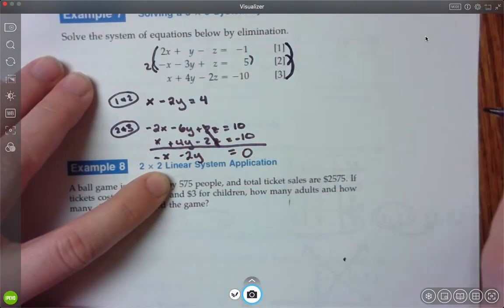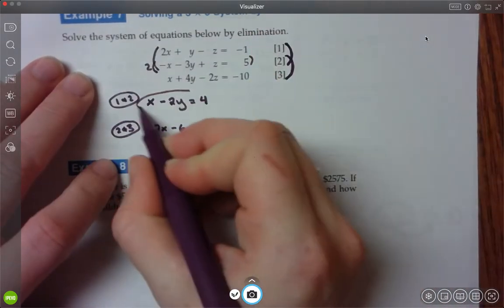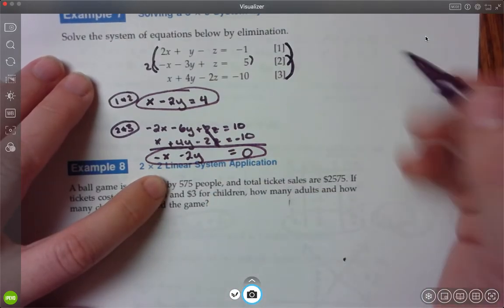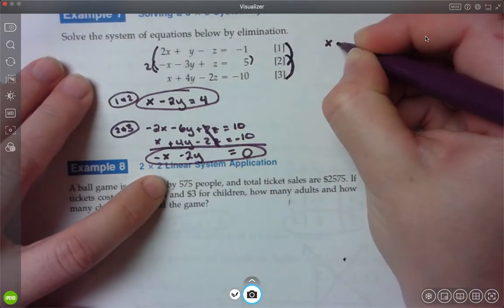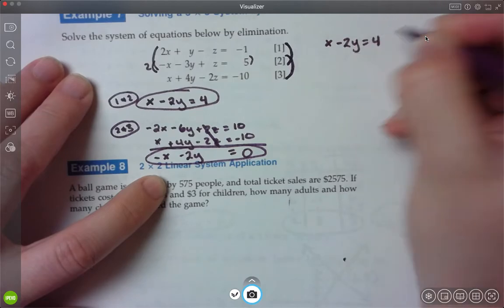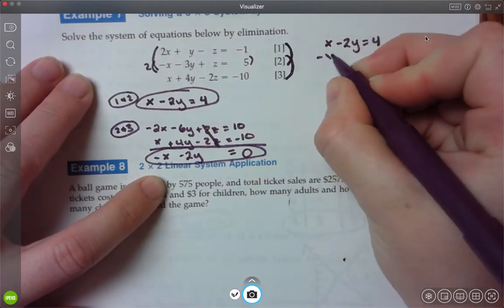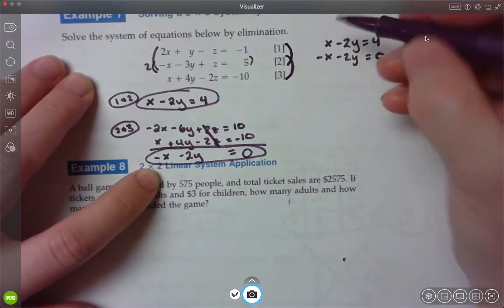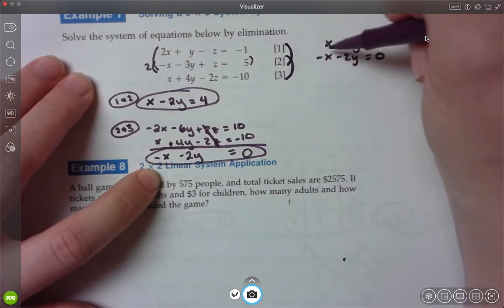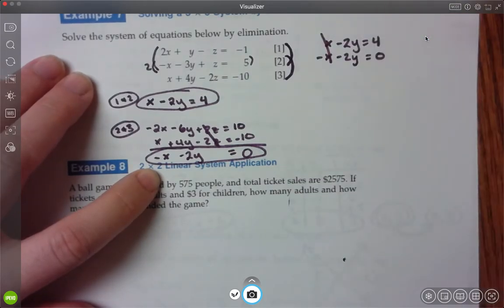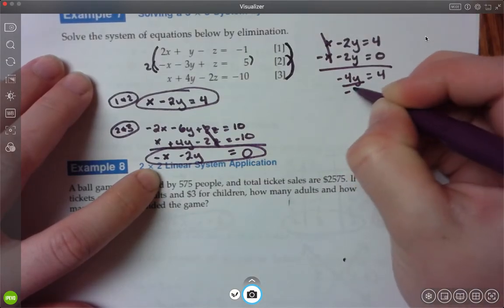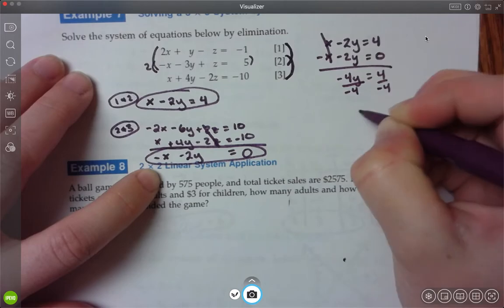Okay. So now I'm going to look at this equation right here and this one right here, and now I can just solve that system just like normal. So x minus 2y equals 4. I'm just going to rewrite them up here. And negative x minus 2y equals 0. Oh, this is really nice. So I don't have to do anything. My x's are already going to cancel out, so I'm doing elimination again. Negative 2y plus negative 2y is negative 4y equals 4. And if I divide by negative 4, y is going to be equal to negative 1.